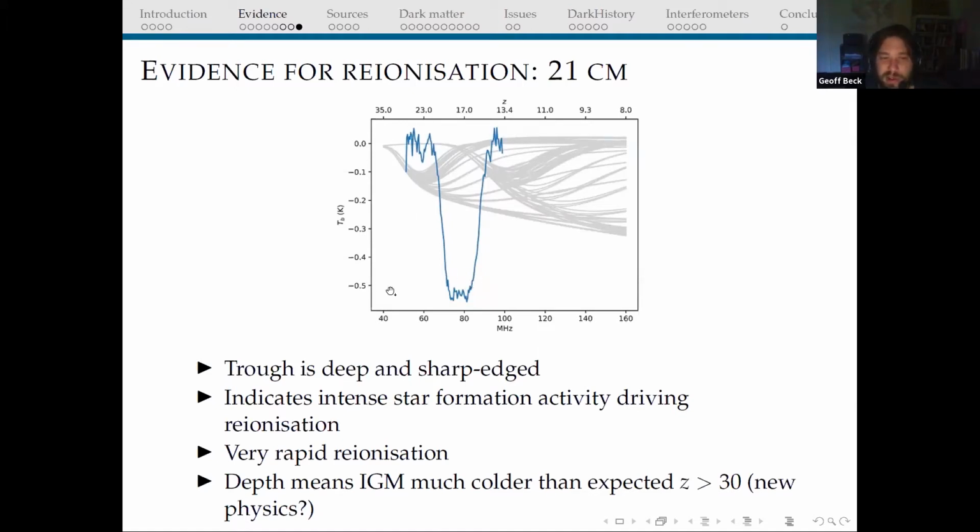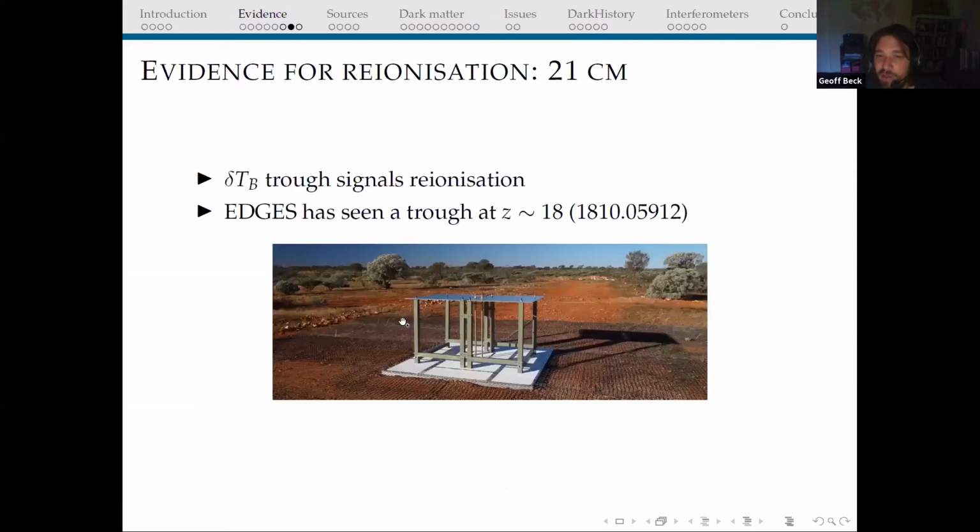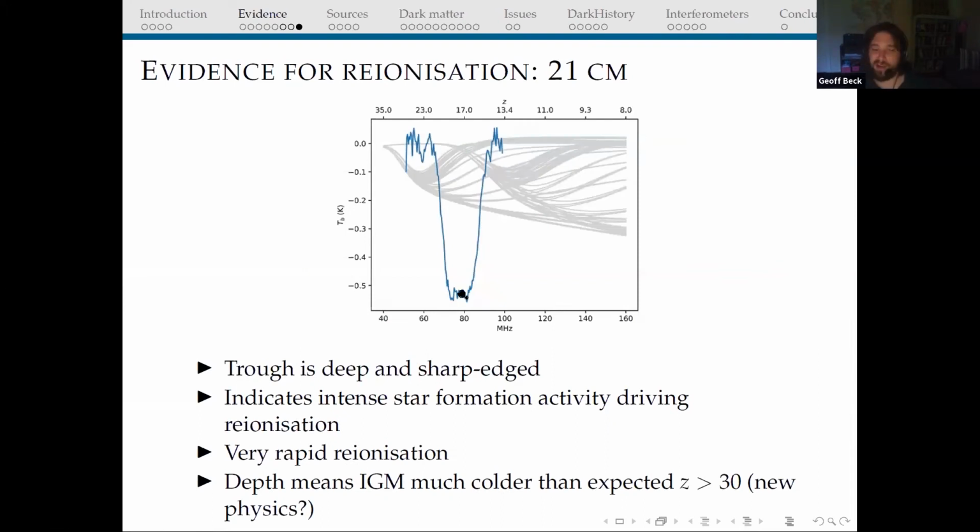Now, note this goes all the way to minus a half on this axis. If we flip back to the previous one, this was in millikelvin. This is only going down to about 0.1. Okay, so that EDGES trough is pretty damn deep. It's about five times deeper than a fiducial model would expect.